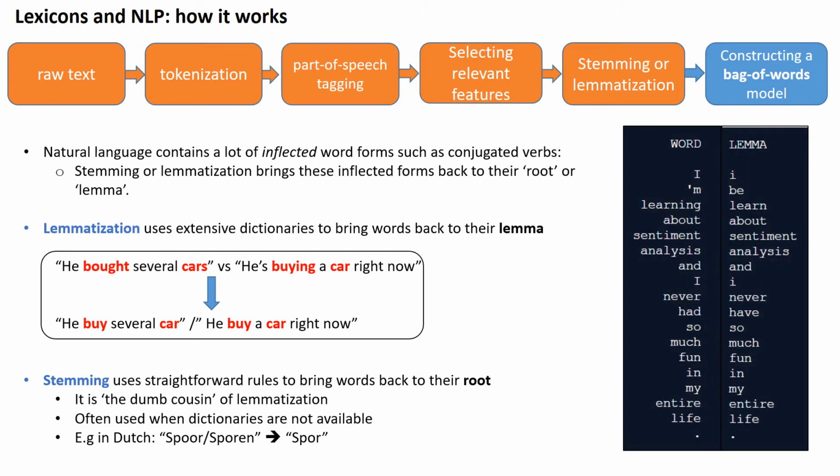Now let's take our example sentence from earlier about sentiment analysis, and let's look at their lemma. So you can see that "I am" becomes "I be," and "I am learning" becomes "I be learn." You see? Yeah, the algorithm does a pretty good job here.